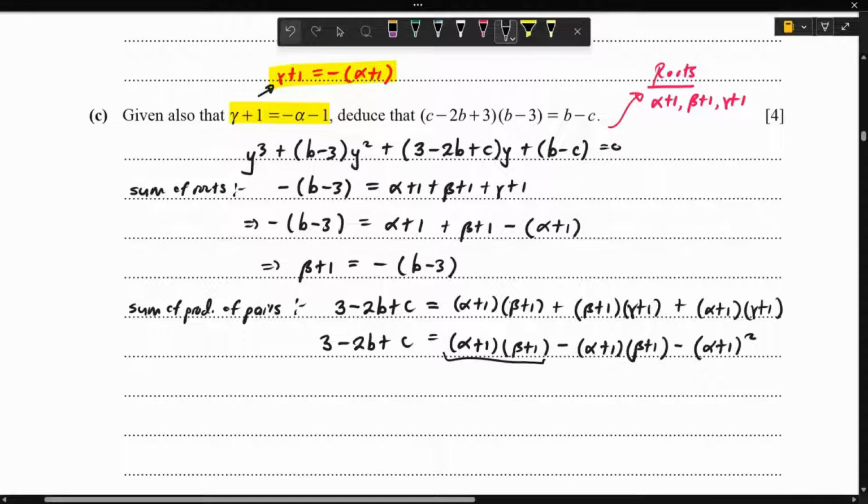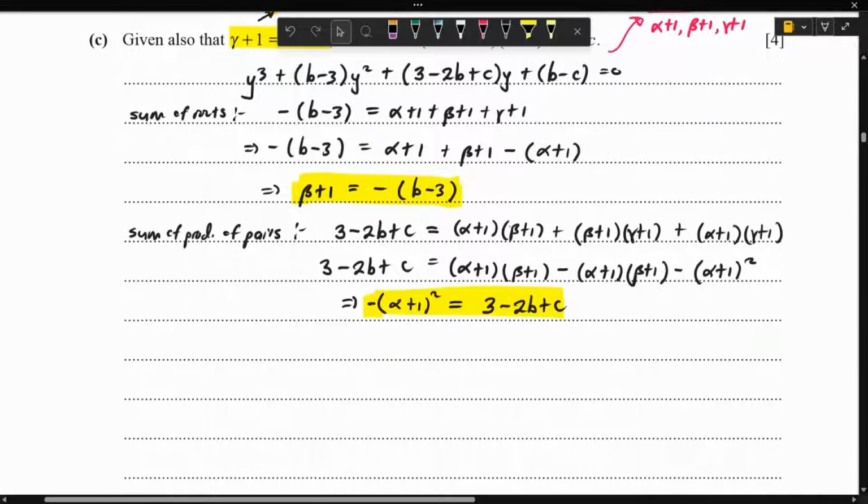Now, adding up these two gives us 0. So we are left with minus of alpha plus 1 squared is equal to 3 minus 2b plus c. So let's leave this result like that. Okay, so this is what we got for the sum of roots. This is what we got for the sum of products of pairs. Lastly, let's talk about the product of roots.